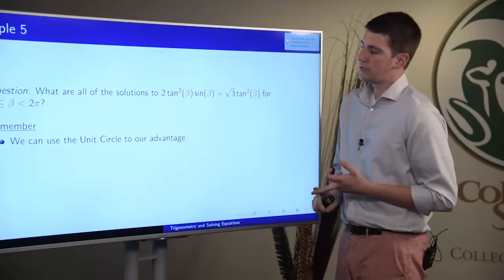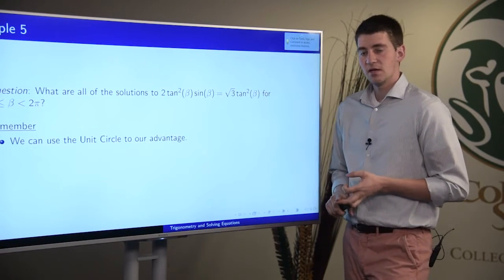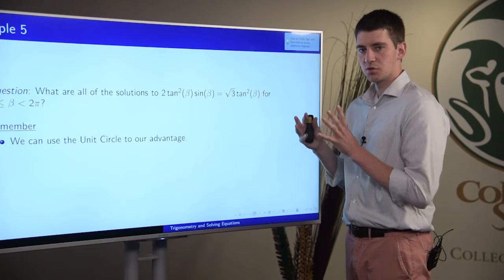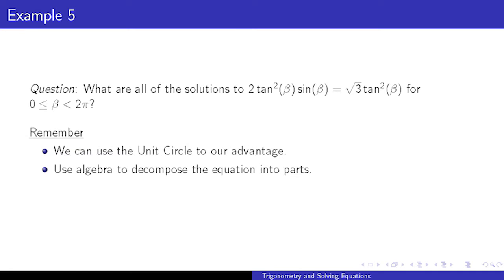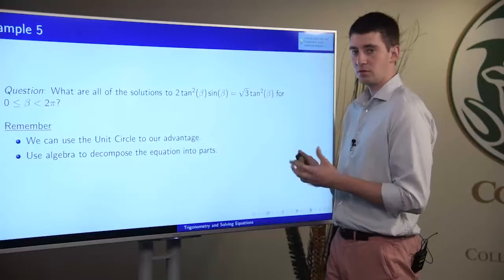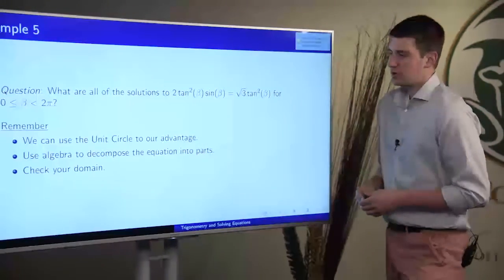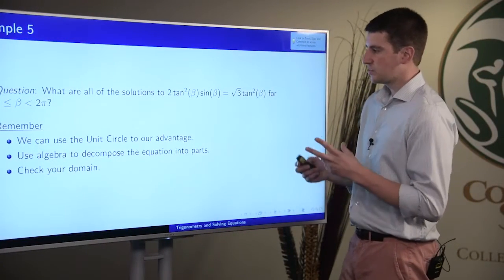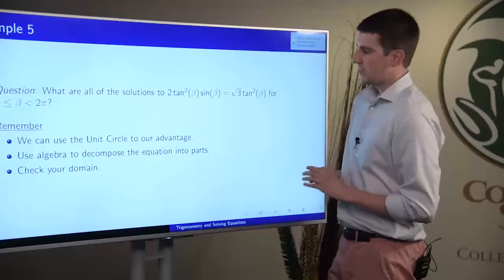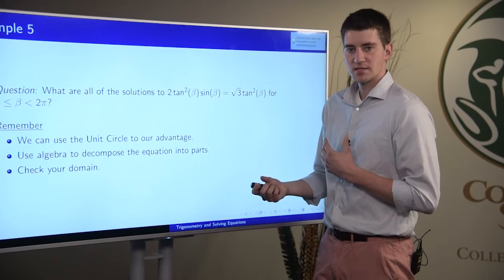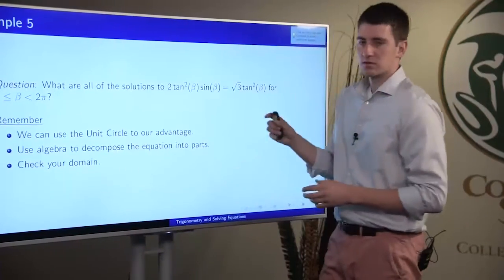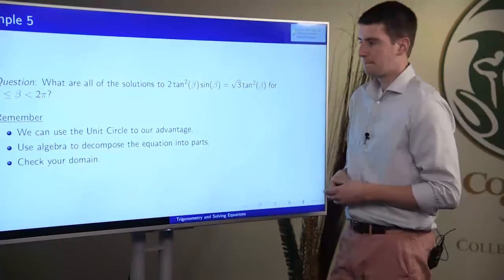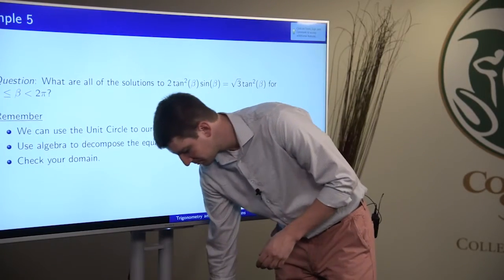So first we need to remember that we can use the unit circle to our advantage. Again, if we can get sines and cosines equal to a specific number, we can use the unit circle. Likewise, we can use algebra to decompose the equation into parts, so this will make it a little more simple. And lastly, we also have to check our domain. Sometimes we can manipulate things with algebra and we introduce a solution that doesn't make sense, like maybe we're dividing by 0. So we need to make sure that each of the solutions actually makes sense. So let's go to the board.